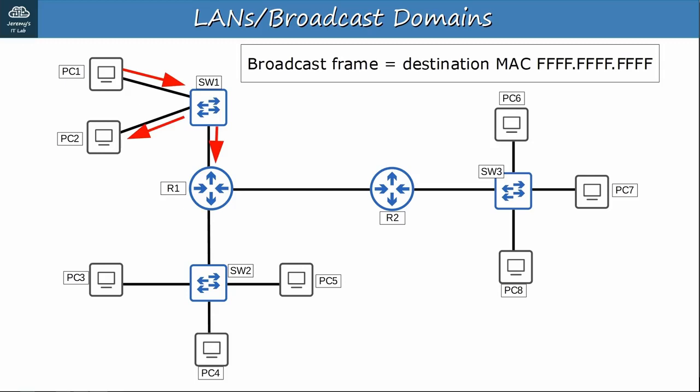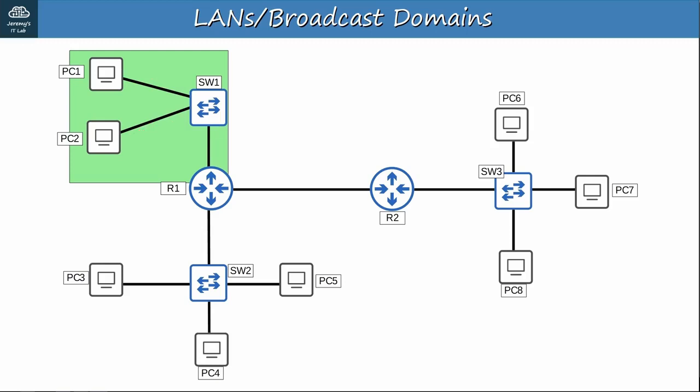What does a router do with a broadcast frame? It doesn't forward it. It will receive the frame, but it won't send it to other networks. So that means this is one broadcast domain, including PC1, PC2, switch 1, and one of R1's interfaces. So that's one broadcast domain. How many are left? What if PC3 sends a broadcast frame? Which devices will receive it?